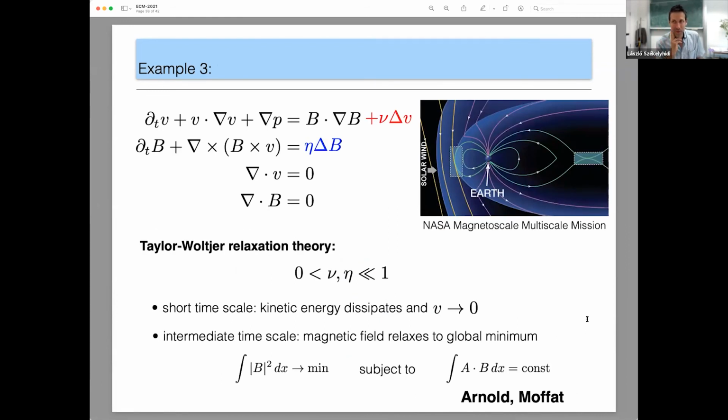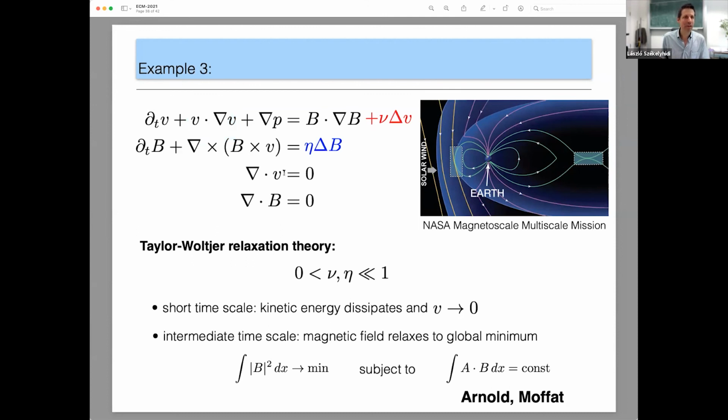Now, let me just say very quickly, why is this interesting physically? Well, of course, in reality, you have some viscosity, and there's also a resistive term in the Maxwell equations. These are both dissipative terms. But what is observed, let's say, in the solar corona and turbulent plasmas, is that there are two time scales for the dissipation in this system. On a short time scale, the kinetic energy dissipates, so that's due to this term coupled with this term, the same way as we have the law of finite energy dissipation in hydrodynamic turbulence.